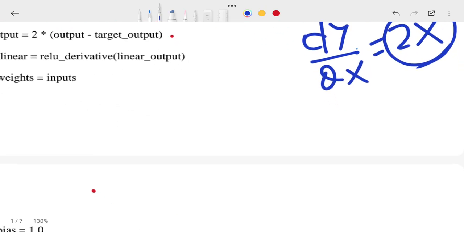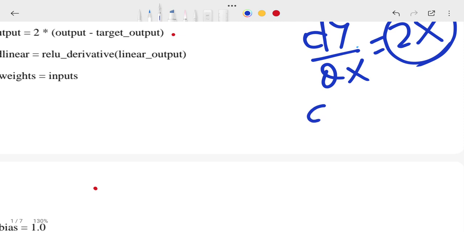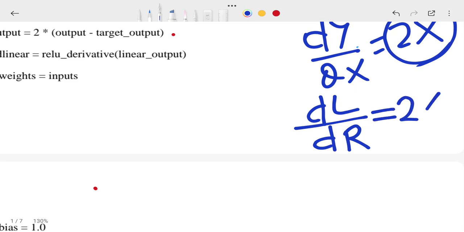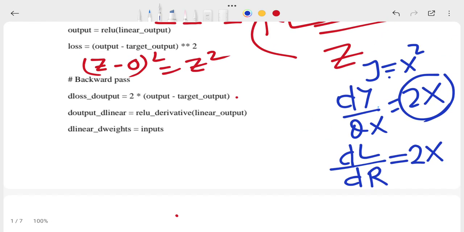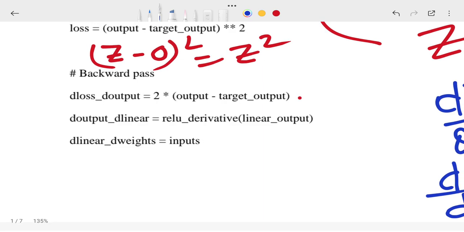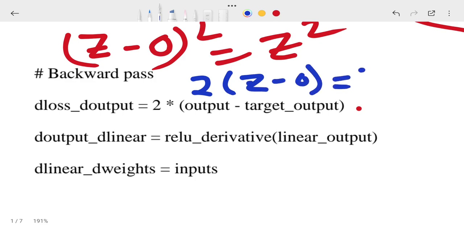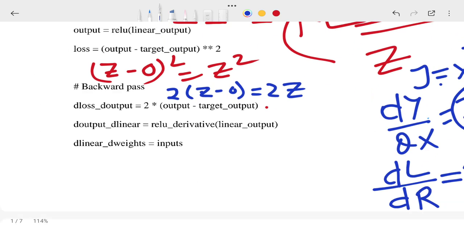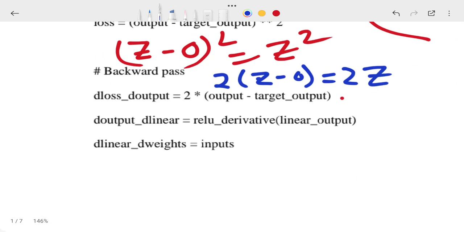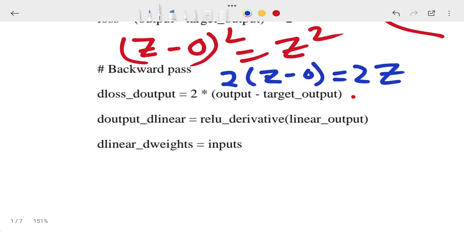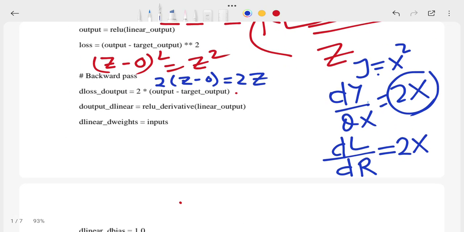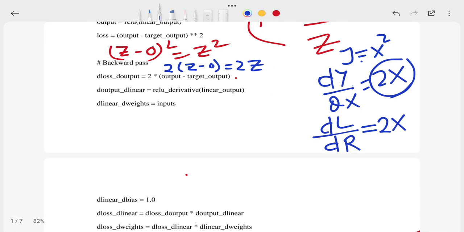So in place of this, what we did? d loss upon d ReLU, what we have written? 2x. Same we have written here. So what is this? 2z minus 0. What is this? This is 2z. Okay, this is 2z. This is d loss, means derivative of loss. So this is the meaning of dl upon dr in my program.